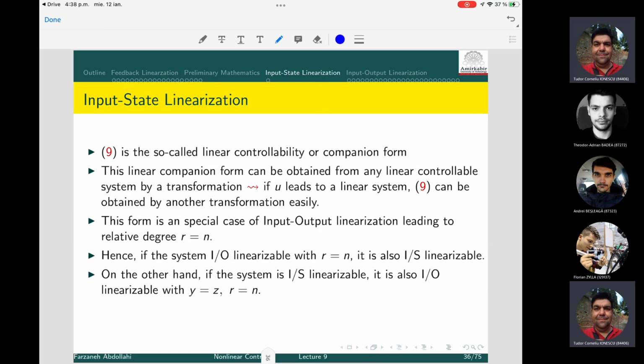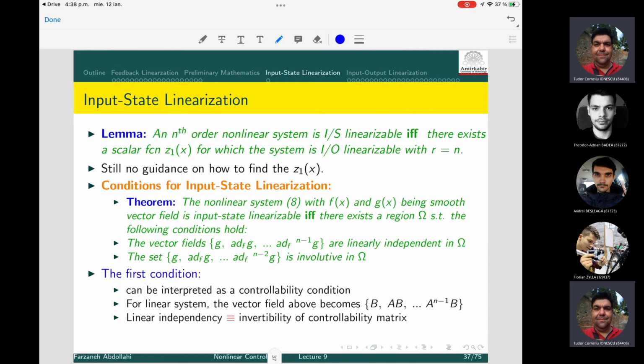This is a special case of input-output linearization leading to relative degree r equal to n because you have no zeros. Hence, if the system is input-output linearizable with r equal to n, it is also input-to-state linearizable. On the other hand, if the system is input-to-state linearizable, it is also input-output linearizable with the output y equal to the state z and the relative degree r equal to n.